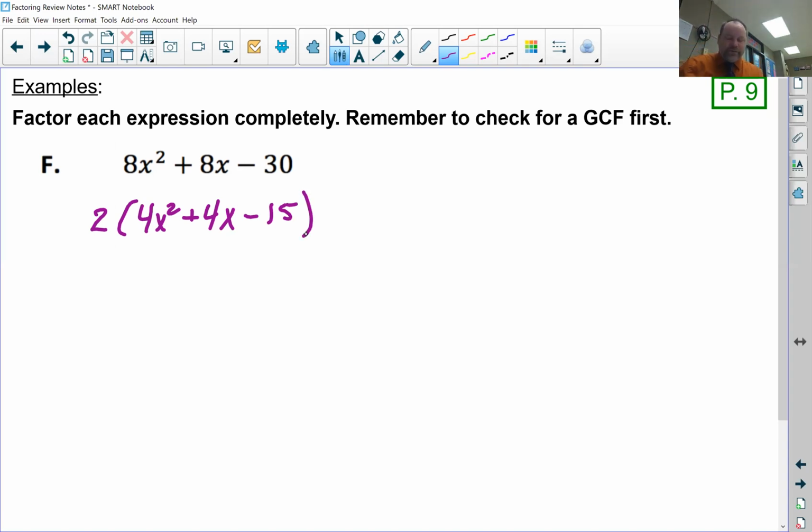This is not going to be one of my special cases, because for it to be a difference of squares, we have to have only 2 terms. If it's a perfect square trinomial, the last term has to be plus. So those don't meet those criteria. So we will use the slide method. Take the 4, slide it across and multiply.